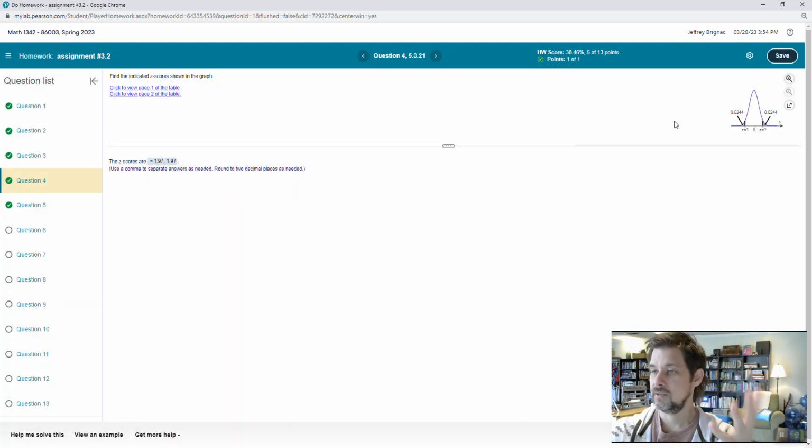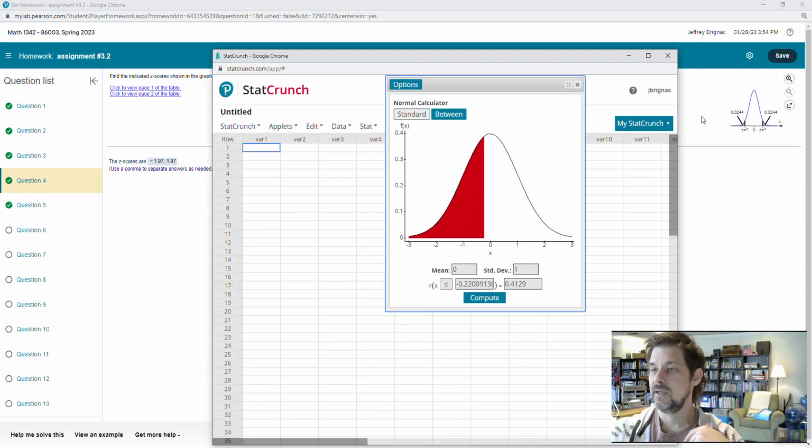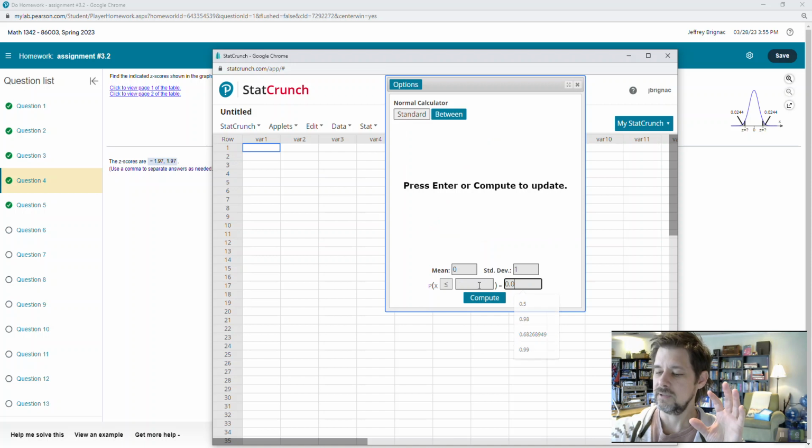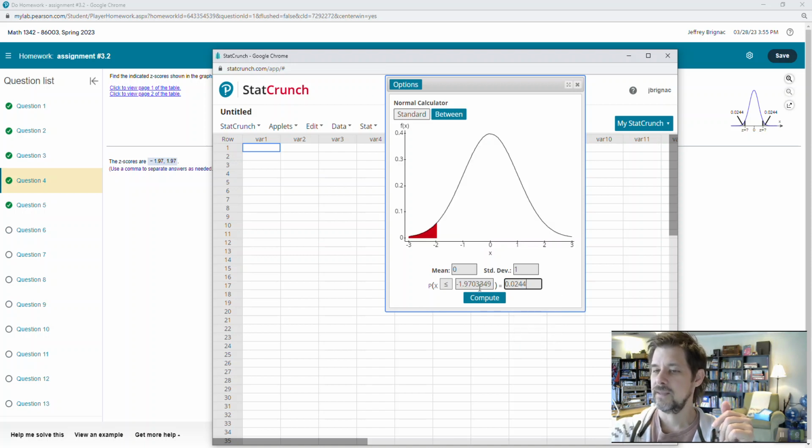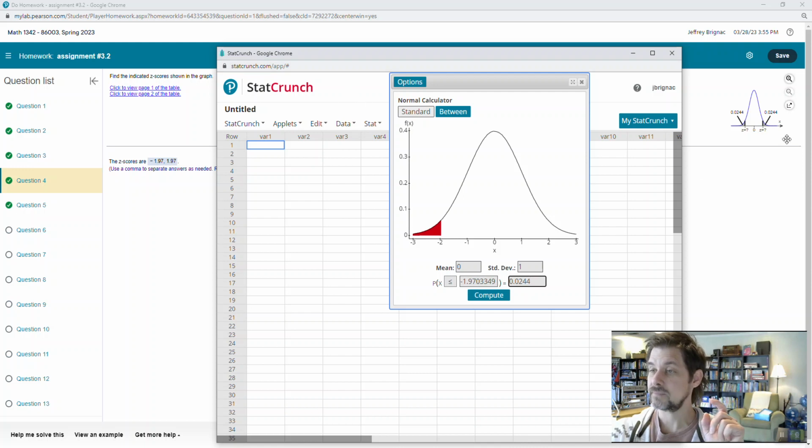Okay, so let's do that. Let's open StatCrunch, and I want to find the point on the horizontal axis that has an area of 0.0244 to its left, and I get negative 1.970. So that number right there is negative 1.97 rounded to 2 places. But remember what I said, because of the symmetry of the normal distribution, that number is just going to be the opposite. So it's going to be positive 1.97. That's why I put positive 1.97 in.